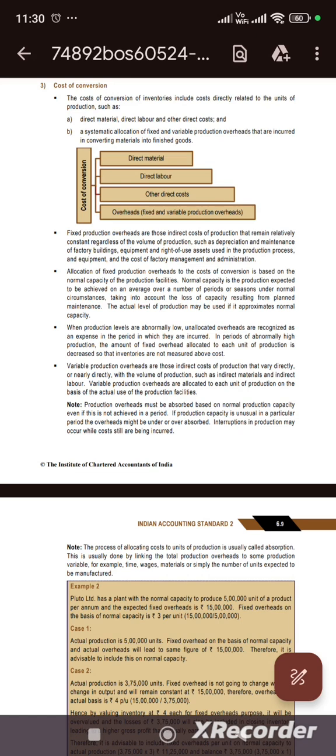There can be a case when the production levels are abnormally low. In that case, the unallocated overhead is recognized as an expense in the period in which it is incurred. Variable production overhead means those indirect costs of production that vary directly or nearly directly with the volume of production, such as indirect material or indirect labor.